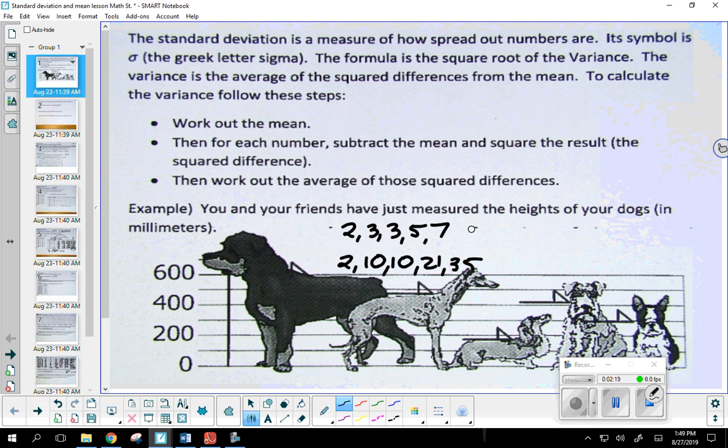The top one, because those numbers are relatively close to each other. They're very close. But the numbers in the other set are much further spread out, so you would expect to get a larger standard deviation there. And that's all it is. It's a great tool. There's a formula that goes along with it.